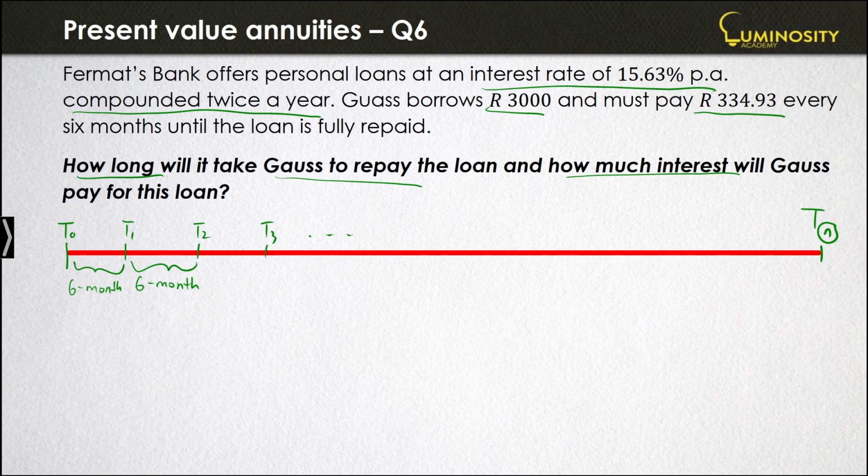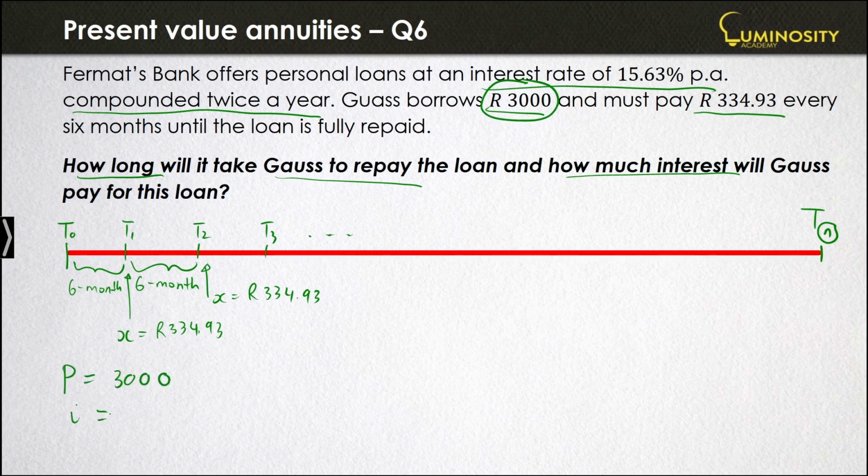So at the end of the first period, that's 6 months gone, he's going to pay X amount, which we know is 334 Rand and 93 cents. And then at T2 there is again another amount of X, which is 334 Rand 93 cents. We just want to know how many of these twice-a-year payments he needs to make in order to pay back the 3,000 Rand that he's borrowed. So the principal amount here is 3,000 Rand.